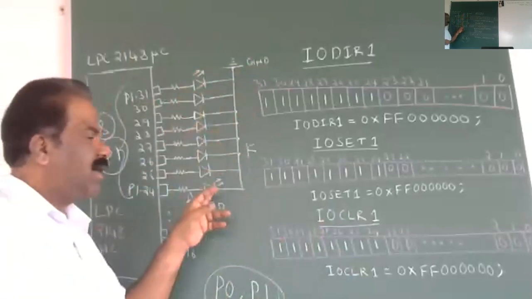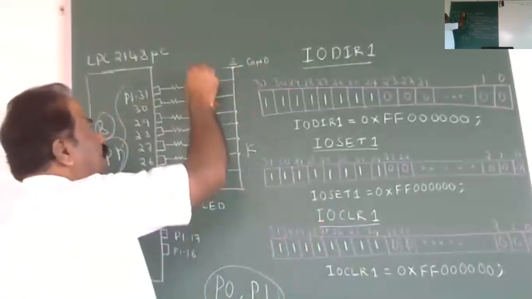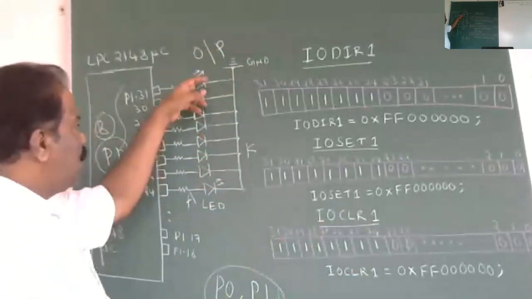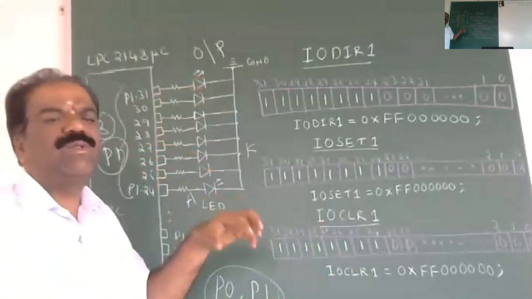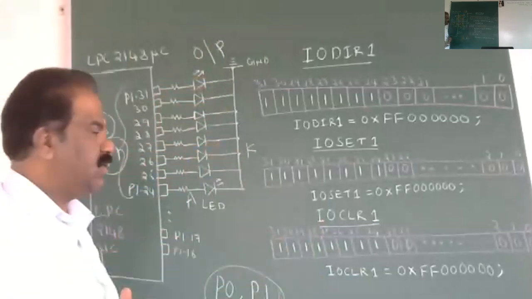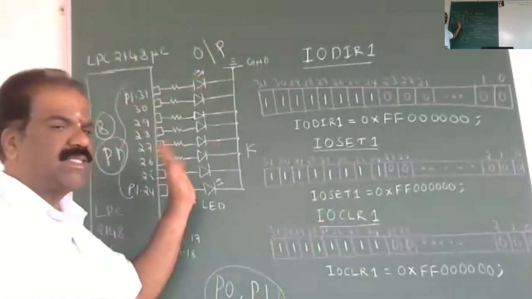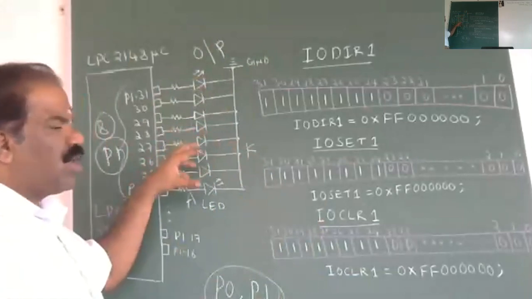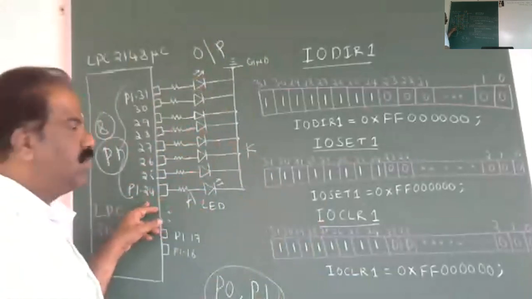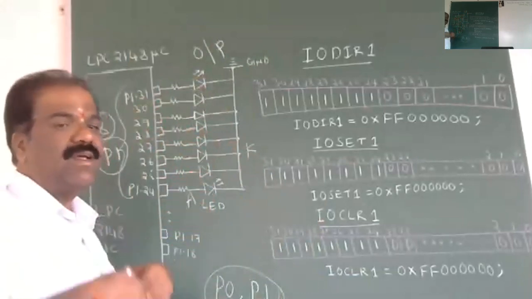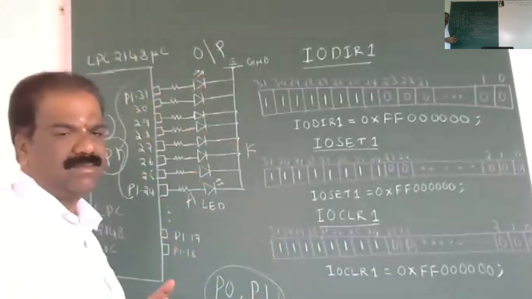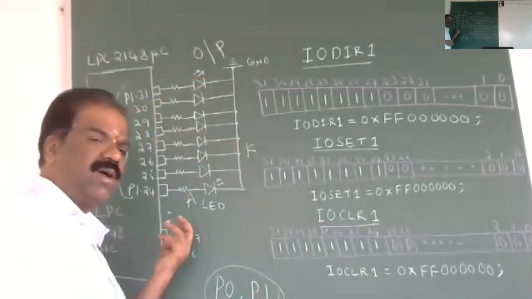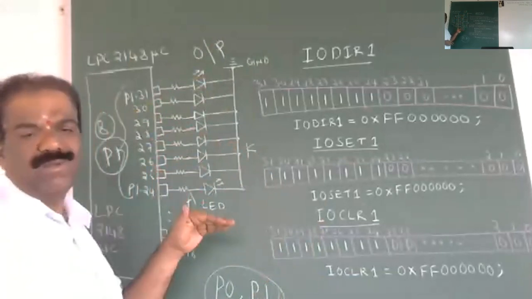All 8 LEDs are an example of an output device. Or we can replace all the LEDs by 8 push button switches; in coming lectures, I'm going to explain that also. Now we have to configure P1.24 to P1.31 as output. How to do this? We know that these pins are bidirectional in nature. Either we can configure them as input or we can configure them as output.